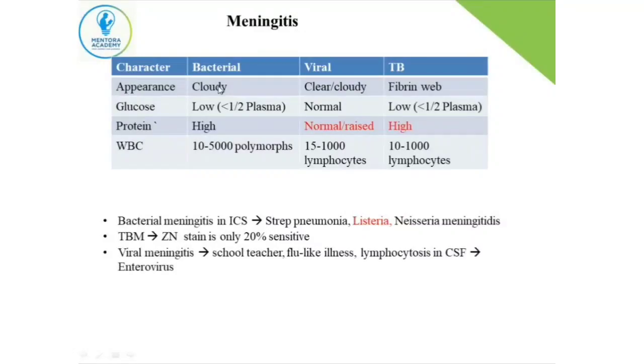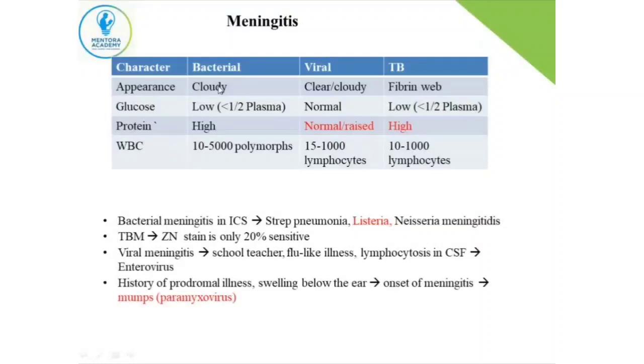Viral meningitis is much more common in patients who are exposed to viral infection, especially school teachers who are exposed to multiple viral infections from their students. So the patient would present with flu-like illness, arthralgia, myalgia, neck pain and headache. On CSF examination, you would definitely find that the patient has lymphocytosis. And the commonest virus causing viral meningitis would be enterovirus. Now, if the viral illness has a prodrome where the patient comes with swelling below the ear, that is parotitis, then it could be due to mumps infection.